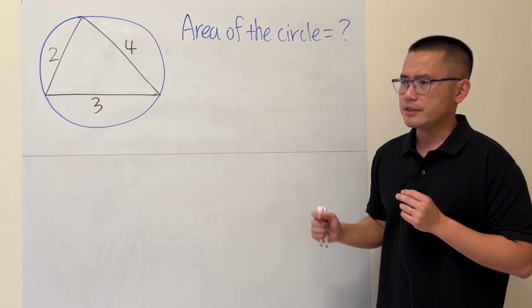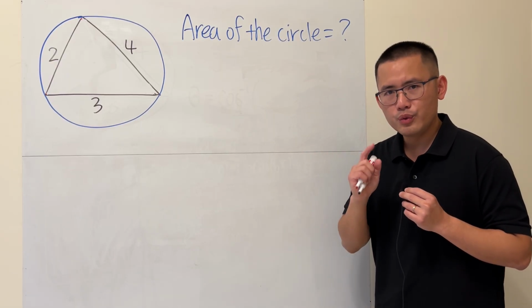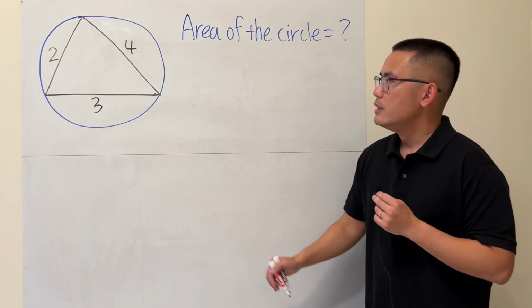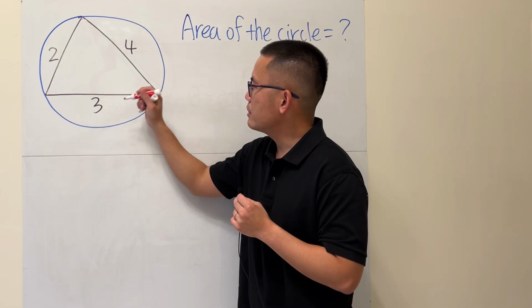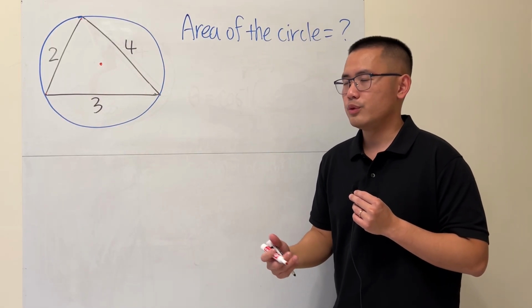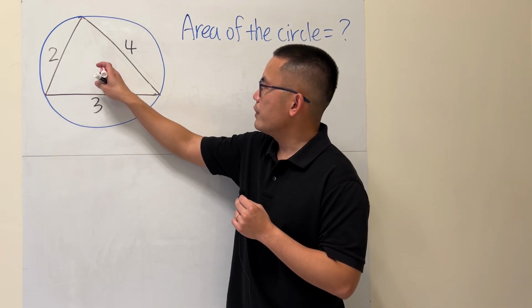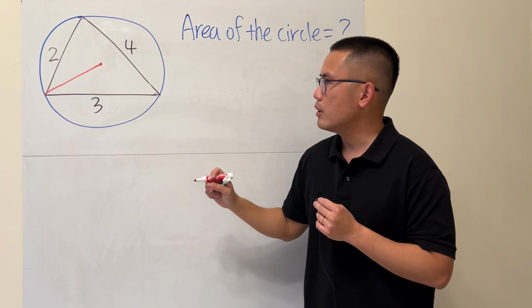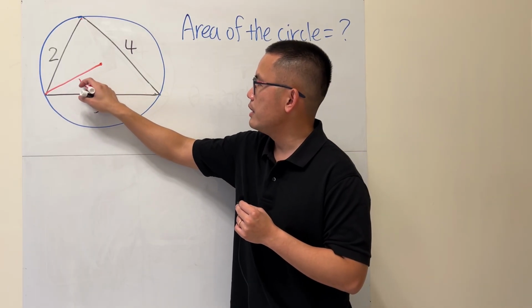Well, to find the area of a circle, we have to have the radius, right? And to have the radius, we need to have its center. So let's say we have the circle, and the center is somewhere here. Let's draw the radius. We can go from the center to here. So this is how we can relate the circle and the triangle. And that will be the radius.